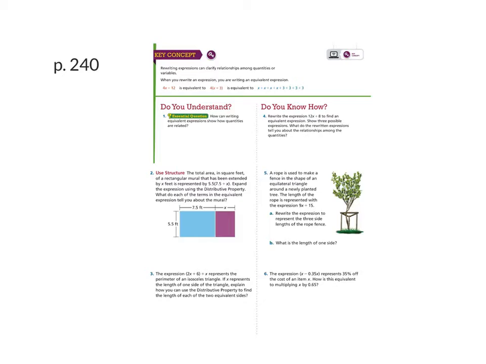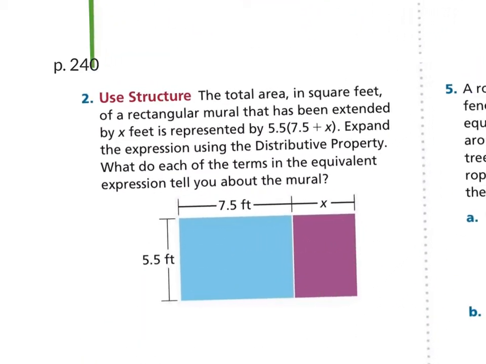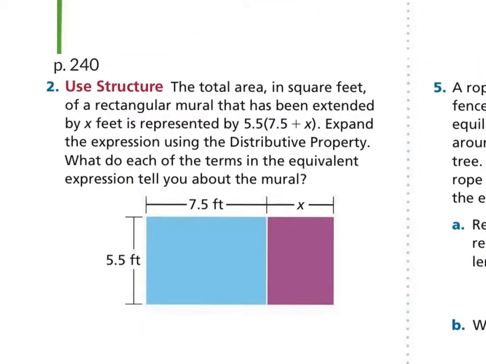It's page 240. We're going to look at number 2. The total area in square feet of a rectangular mural that has been extended by x feet is represented by 5 5/10 times the quantity 7 5/10 plus x. Expand the expression using the distributive property. What do each of the terms in the equivalent expression tell you about the mural?